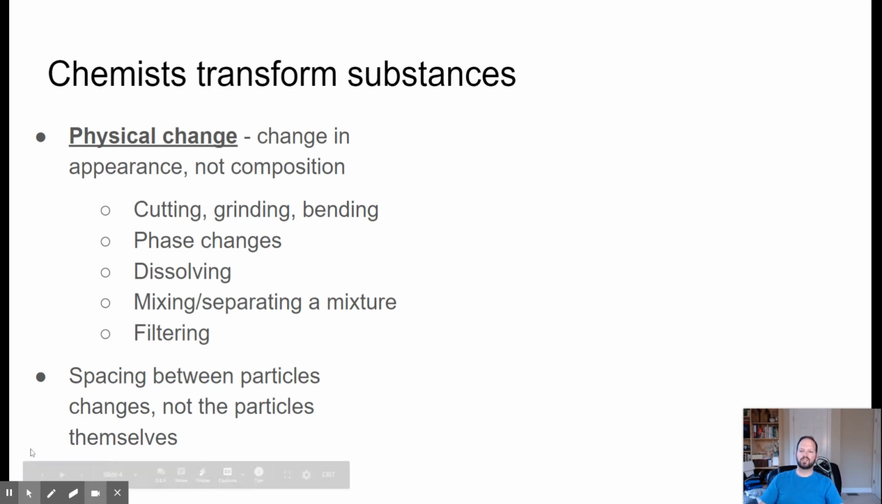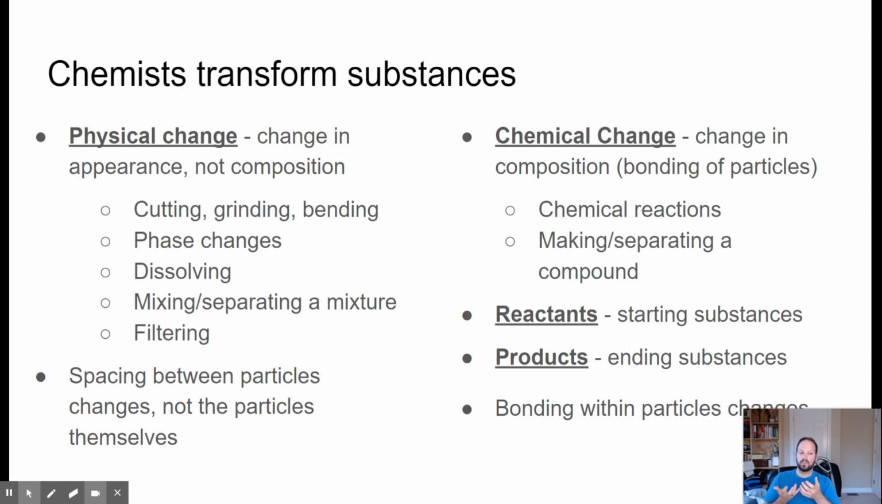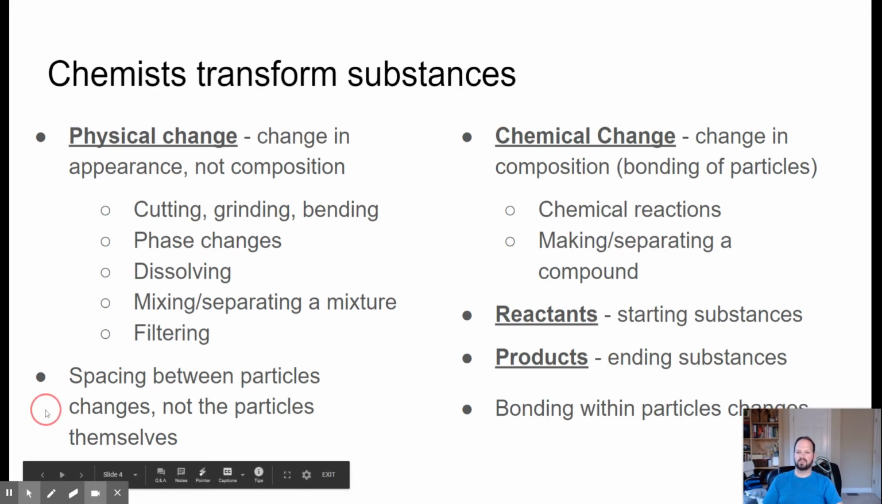In a physical change, the spacing between the particles changes, not the particles themselves. This is different from a chemical change, which changes the bonding in the particles. So in other words, it changes the particles. They're new particles. Reactants, by the way, is the vocabulary word for the beginning substances, and products is the vocabulary word for the ending substances.